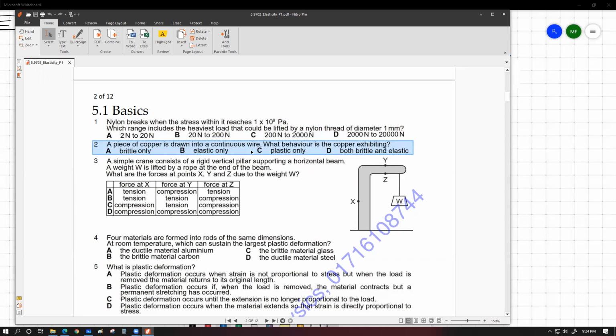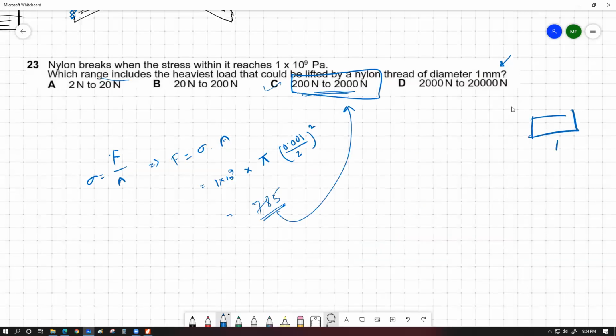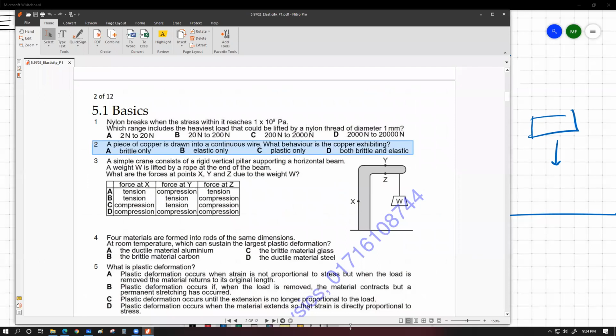What do you think? Sir, I didn't get the statement. A piece of copper is drawn into a continuous wire, sir. Yeah, so you have a piece of copper which was eventually converted into a continuous wire. It didn't break. So what kind of deformation are we talking about within this picture? Sir, plastic, sir. Definitely. So what is your correct response? Sir, C, sir. C. There we go. Okay, number 3 is a pretty interesting question. Have a look at number 3.